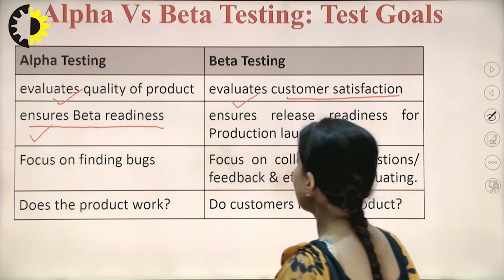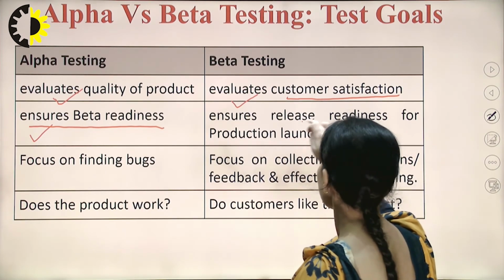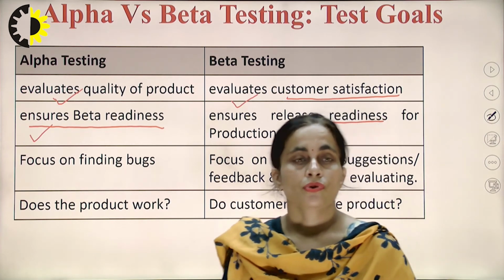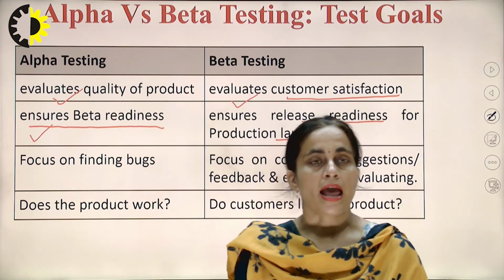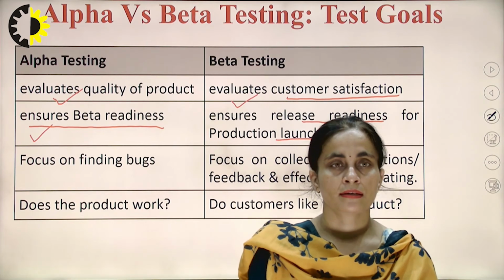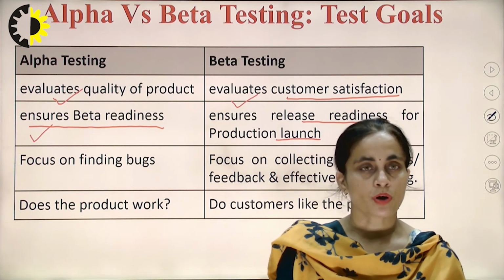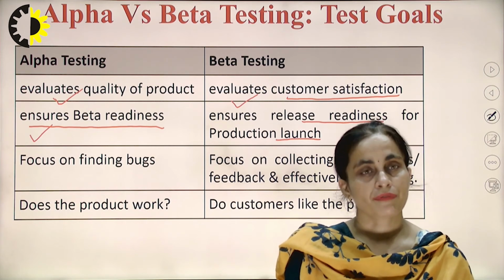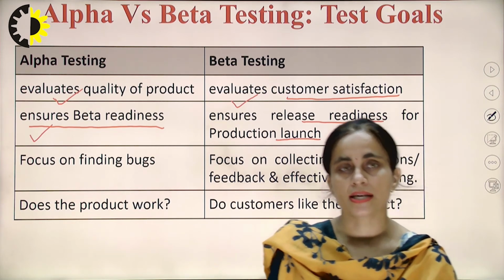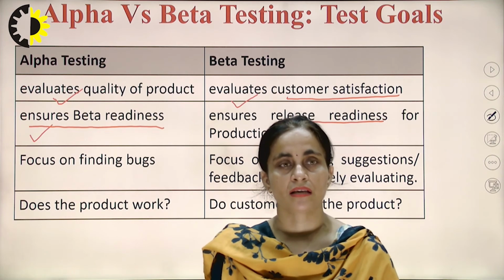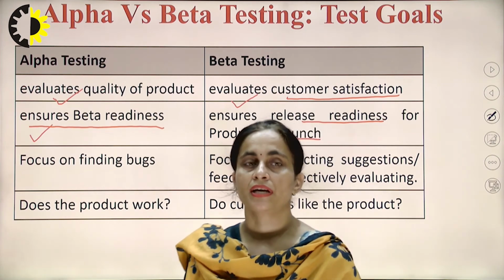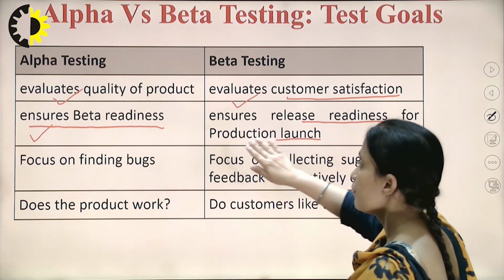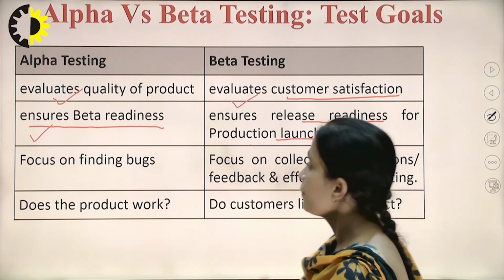Then beta testing ensures the release readiness for the product launch. So firstly, alpha testing should succeed. That means now the product can proceed to beta testing. When we succeed in the beta testing, that means now the product can be promoted for production launch.